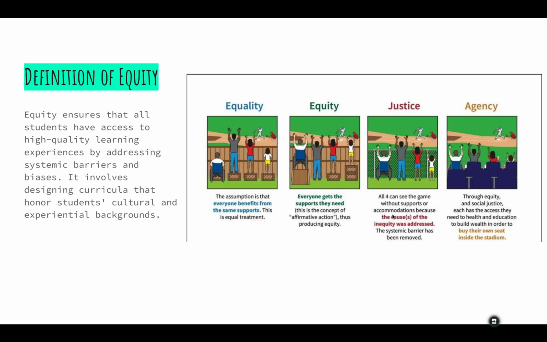Justice is you can all see the game without support or accommodation. So the cause of the inequity, right, which was the fence, is now addressed. So now they move the systemic barrier. You don't need these supports anymore because now everybody can see the game. They remove the systemic barrier. So with equity, you still have systemic barriers, but everybody's getting what they need in order to achieve with the systemic barrier. Justice is when you're removing the systemic barrier.